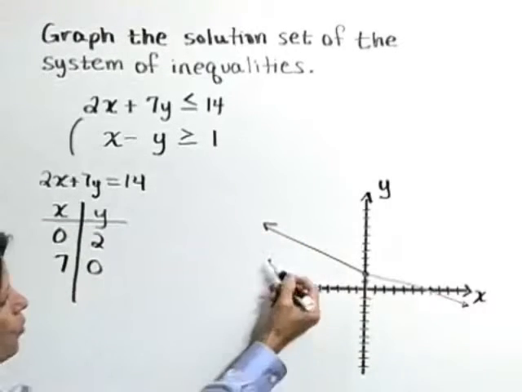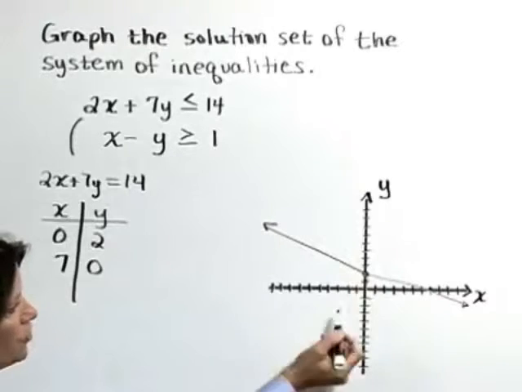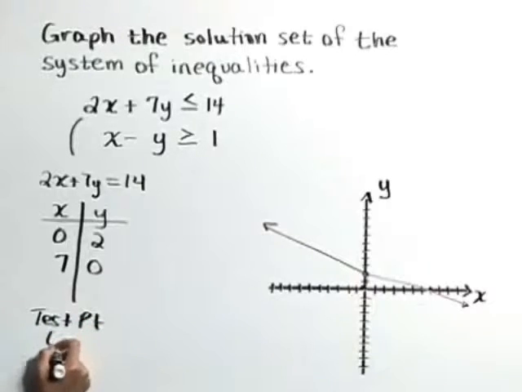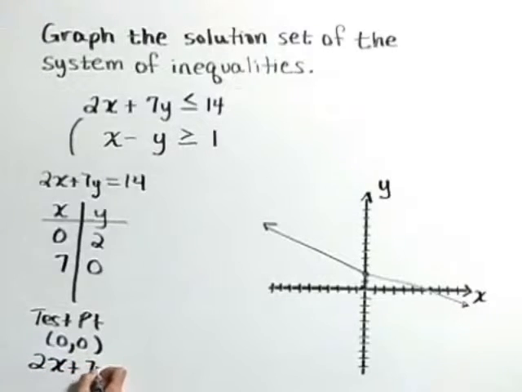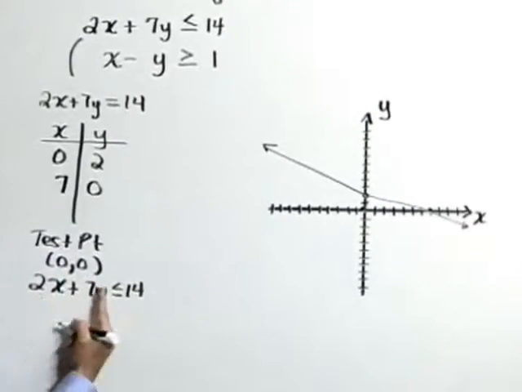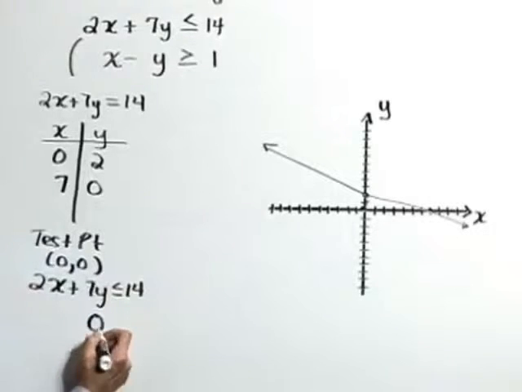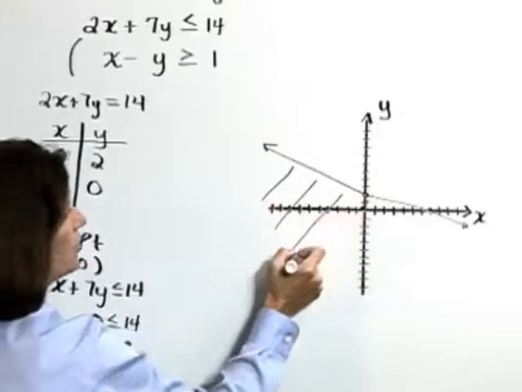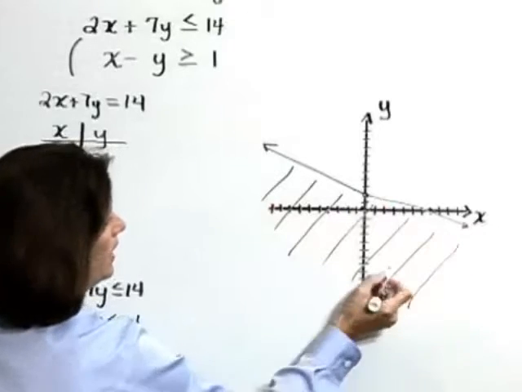And now let's decide which side of this line to shade. Let's choose the origin as a test point. So let's test the point (0, 0) in our original inequality, 2x plus 7y is less than or equal to 14. If we substitute 0 for x and 0 for y, we'll get 0 on the left-hand side. And 0 is indeed less than or equal to 14. That statement is true. Therefore, the solution region for this inequality includes the point (0, 0), and we shade below the line.